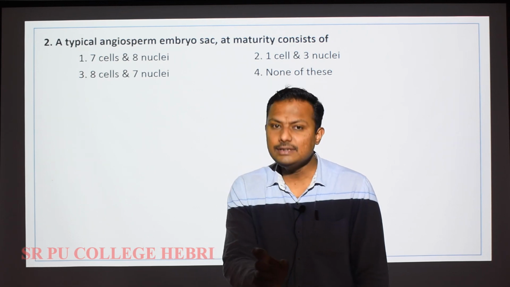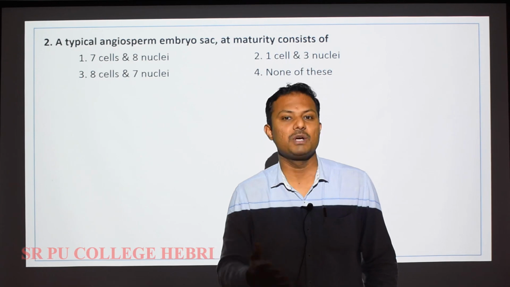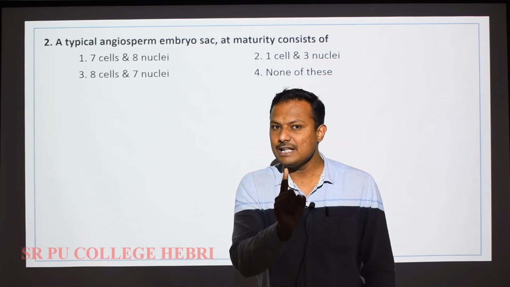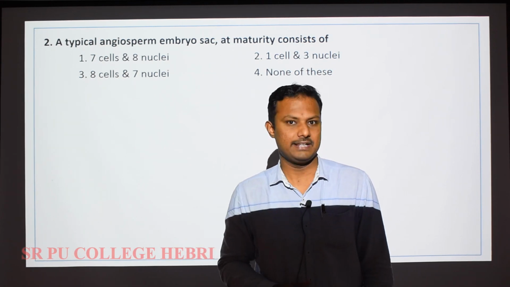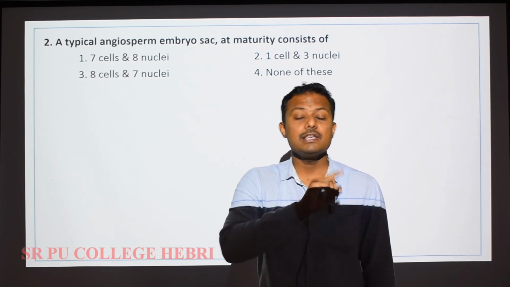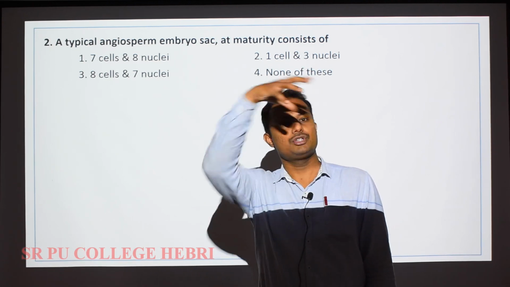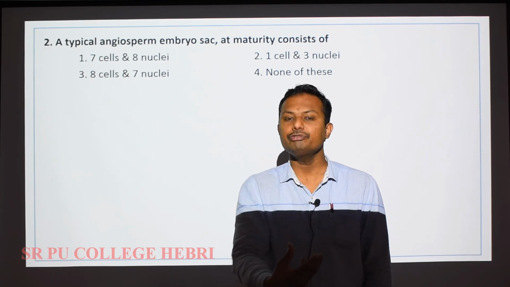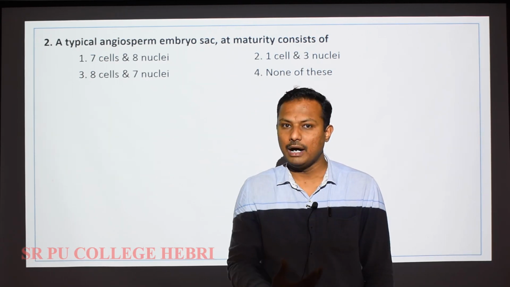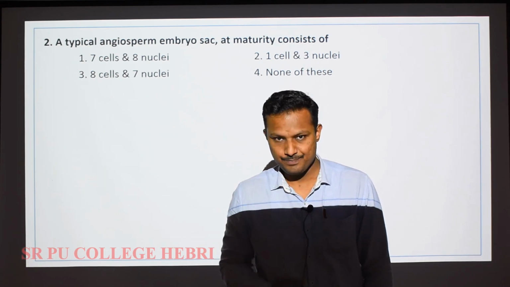And how did these 7 cells come, and why are there 8 nuclei? We say that the female gametophyte in the angiosperms is monosporic in development. Monosporic means what? One of the cells of the nucellus. You can imagine the structure of the ovule. Within the ovule, at the center, there is a mass of undifferentiated cells. That is what is called the nucellus, right?